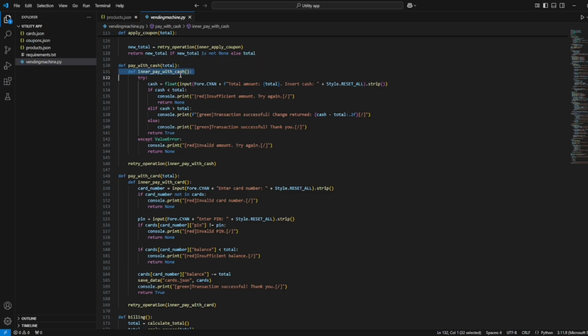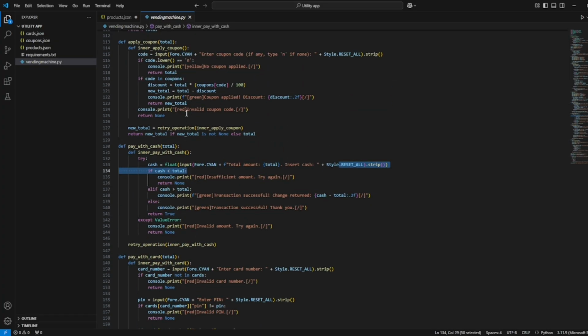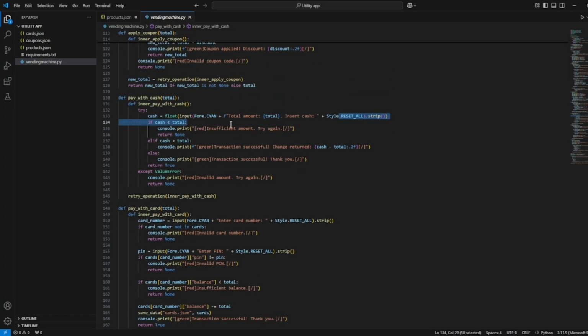So now if you want to pay with cash, I'm using float because it's numbers. It can be with decimal points, like 7.5 and something else. So that's why we are using float. And I have put this function where you have to insert money, then the total, if the total is more than the cash you inputted, like if you get a Kit Kat, and suppose it was 5 dirhams and you put 2 dirhams in the vending machine, it will show insufficient amount and you have to try again.